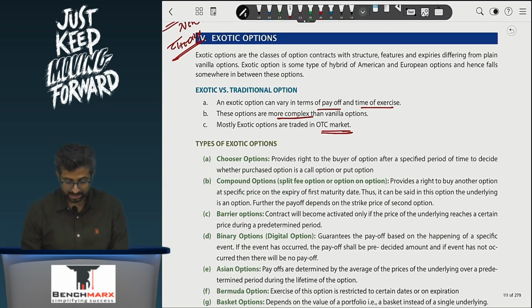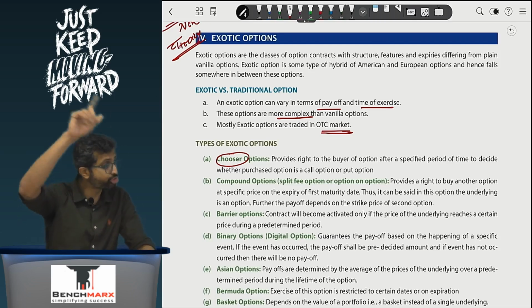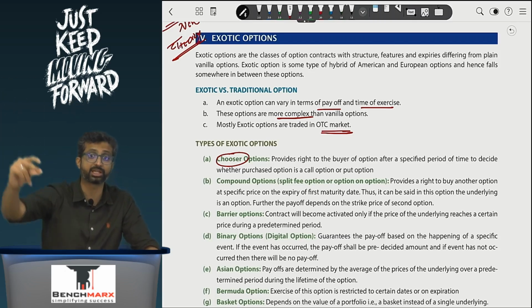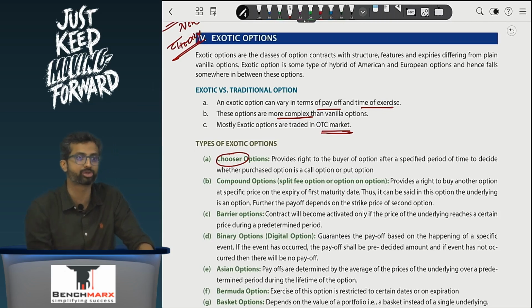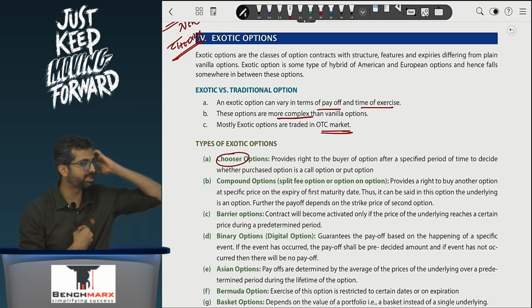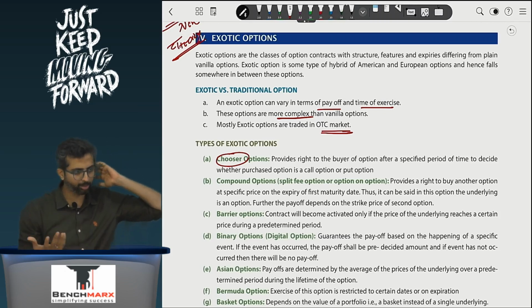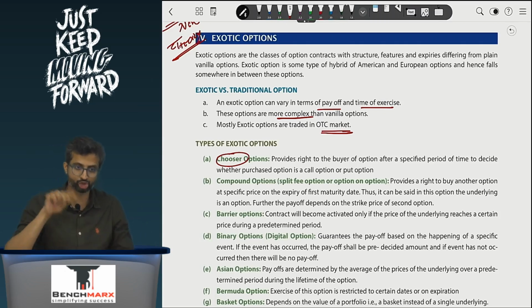So first, there is a chooser option. What do you mean by chooser option? It is an option, but the holder can choose ultimately at the time of exercise whether to treat it as a call option or a put option. Great, isn't it? What have we always studied? Either call or put. Here there is an option chooser where the holder will get a choice at the end to choose whether he wants to treat it like a call option or a put option. Is it a very good product?